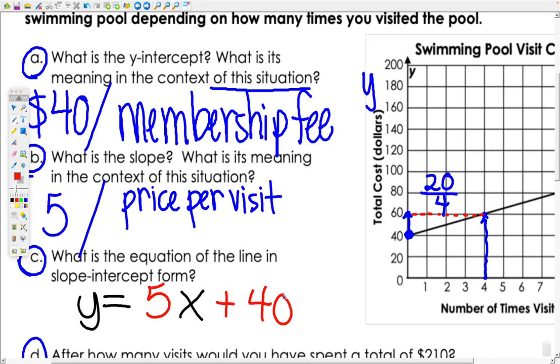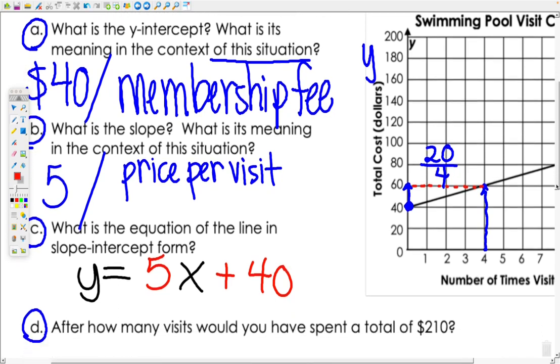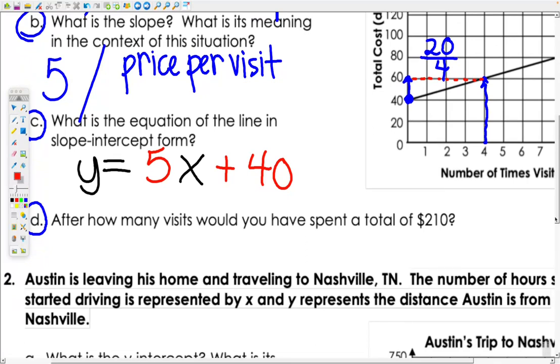Now, this is where we're going to do a little application. For some of you, you're going to be able to figure this out without an equation, because you can just reason through it. And that's fine. But for some of you, you're going to want to know what you're substituting in this equation. It depends on what they're asking for, because if they're asking for the number of visits, you are to find the x, which means they're giving you the y.